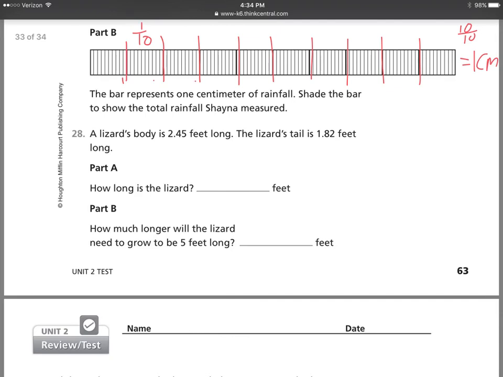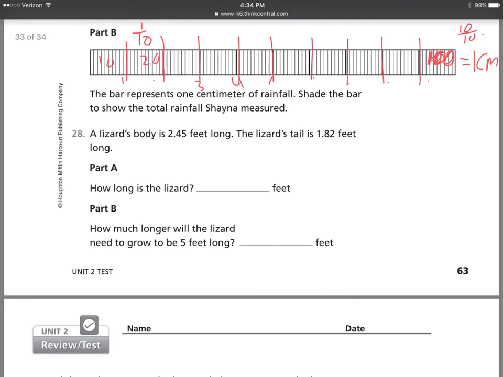1/10, 2/10, 3/10, 4/10, 5, 6, 7, 8, 9, and 10. And within each tenth, there's 10 more parts. So really, if you counted them, there would be 10, 20, 30, all the way till you get to the end, which would be 100. There are 100 equal pieces total. So each of these smaller pieces are 1/100ths.